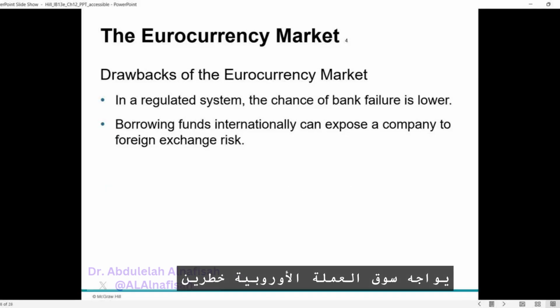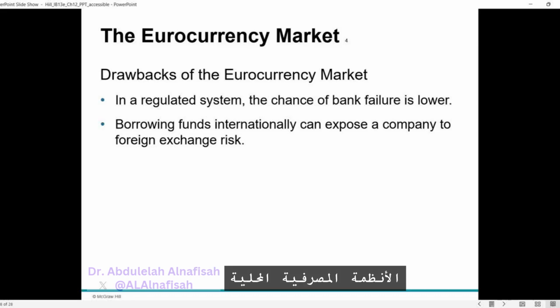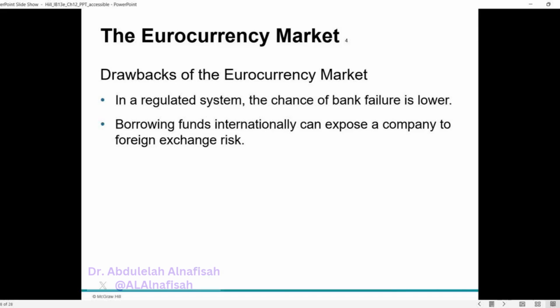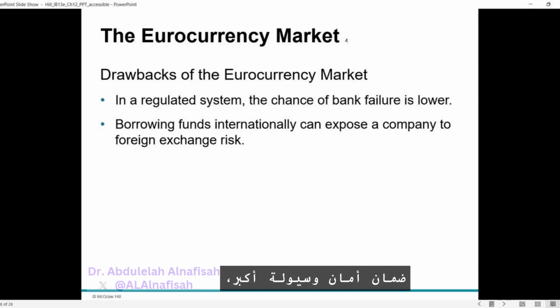The euro currency market has two main drawbacks: higher risk of bank failure and foreign exchange risk. Higher risk of bank failure. Unlike regulated domestic banking systems, the euro currency market lacks strict oversight, increasing the probability of bank failures that could result in depositor losses. While this risk is still relatively low, the lack of regulatory protections, such as reserve requirements, makes some depositors hesitant to participate.